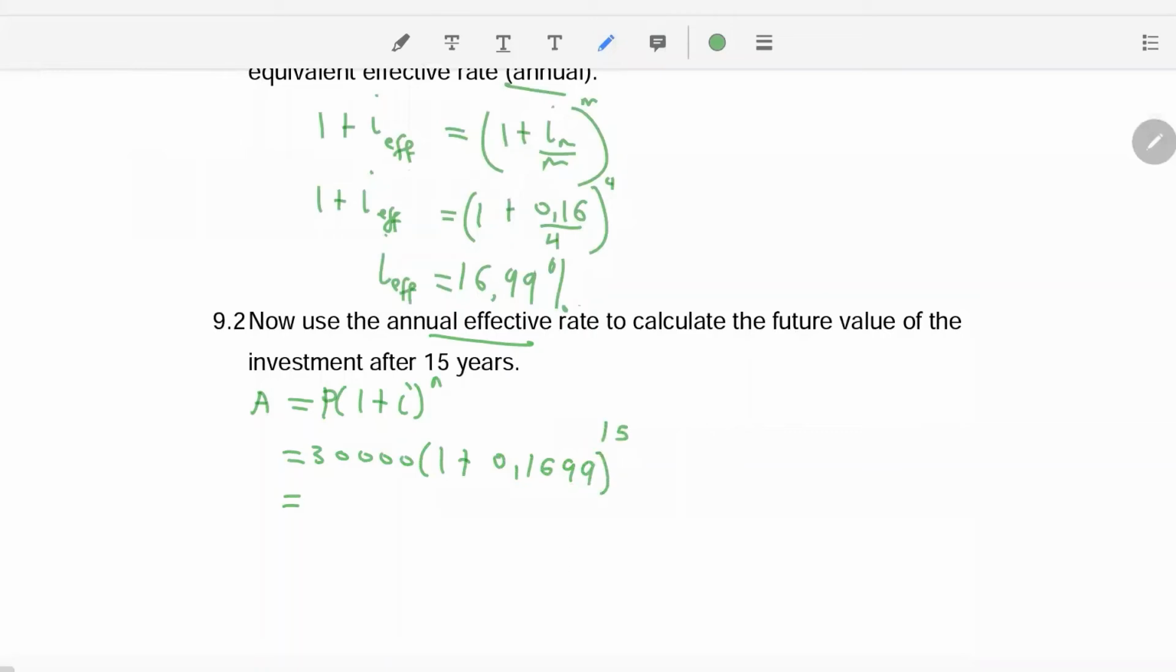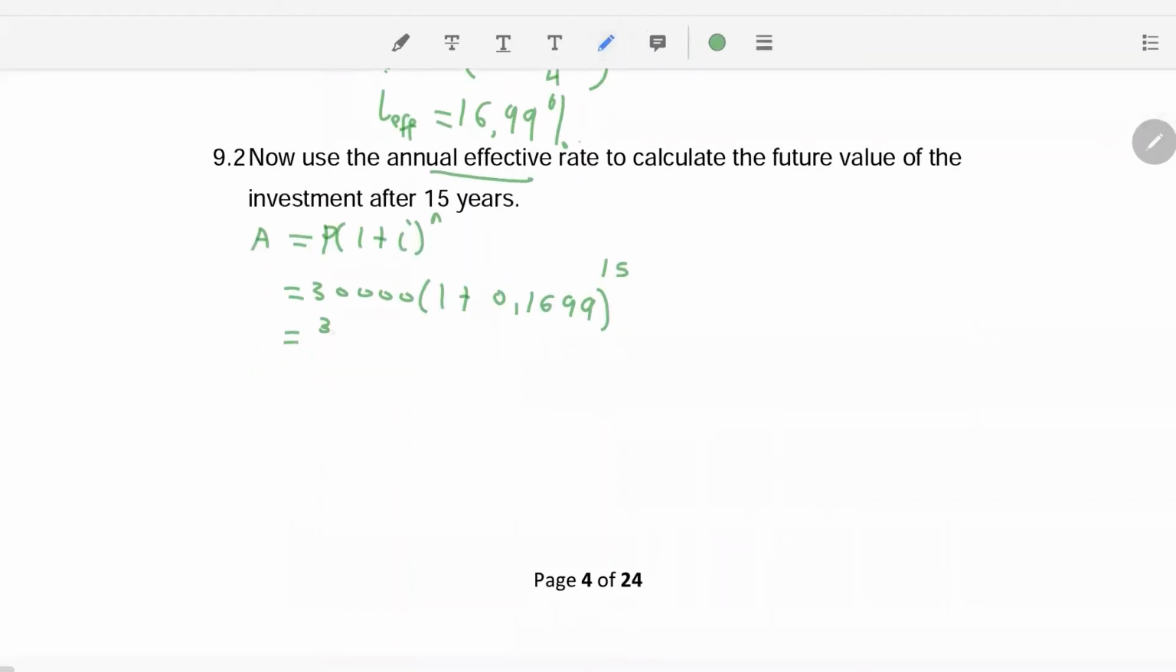And this gives us a value of 31,000. Is it? No, 300,000, I think. It is 315,756.55. So that's how much the investment would be.